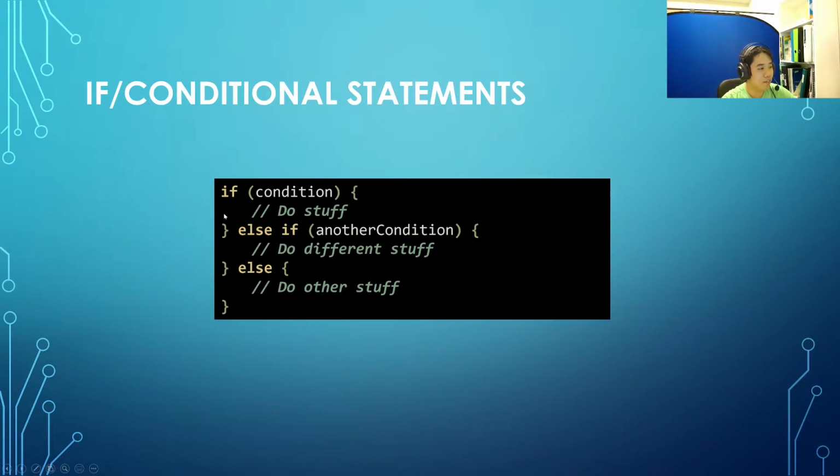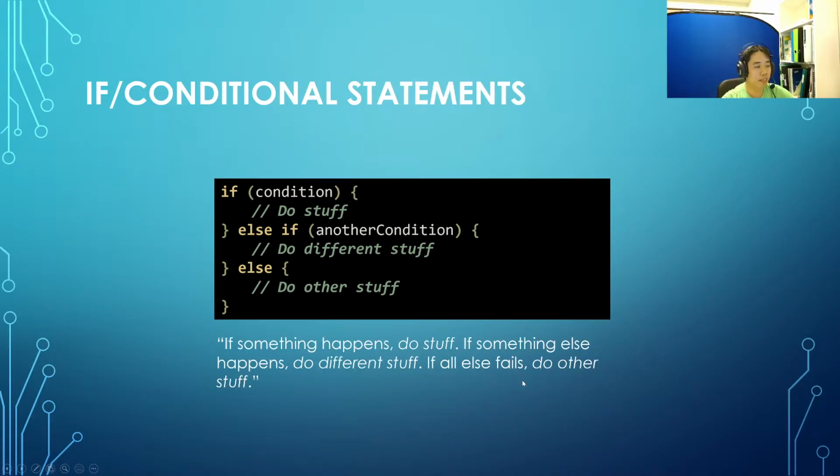All right, we also have else if. So if a condition is not fulfilled, then we move on to the second one. If the second one is fulfilled instead, we will run the code inside the else if statement. So in other words, if something happens, you first do stuff. If something else happens, you do different stuff. If all else fails, just do other stuff. You can see that I put some parts of the text in italics. They refer to the comments in this sample code here.